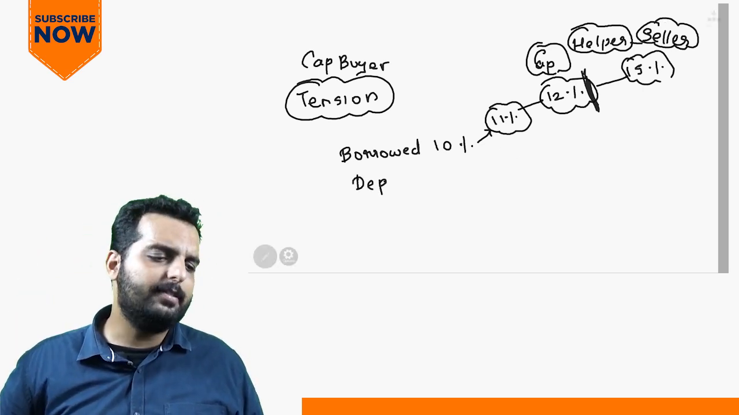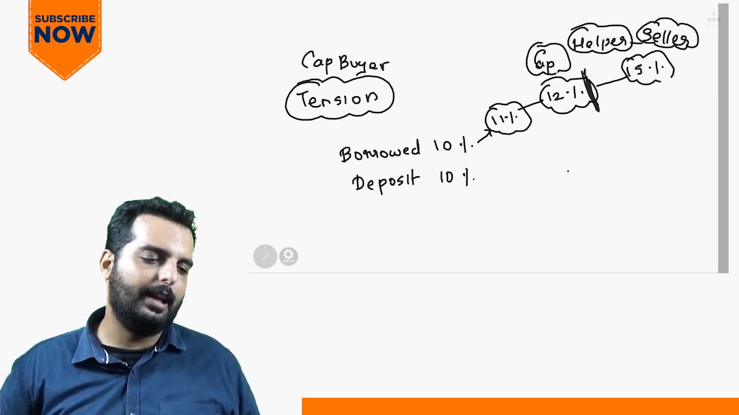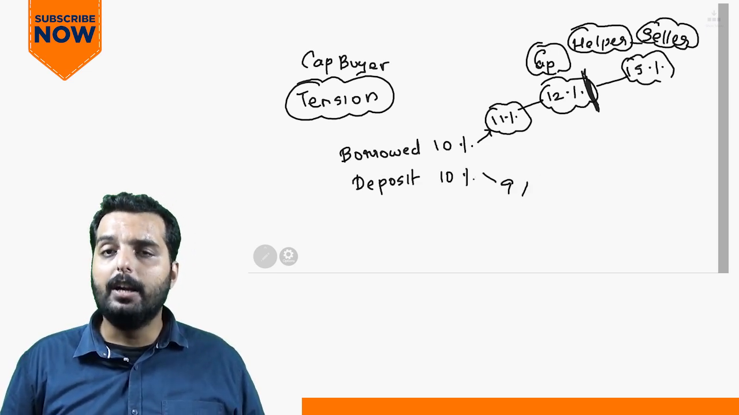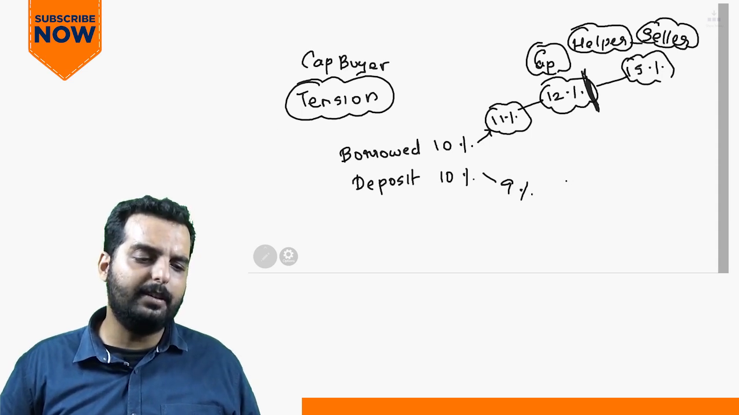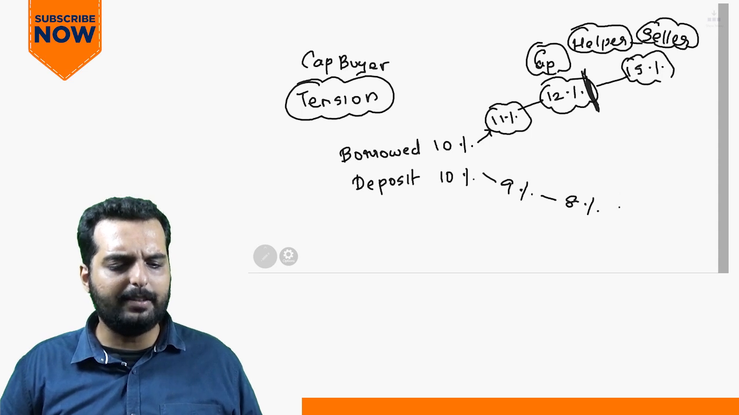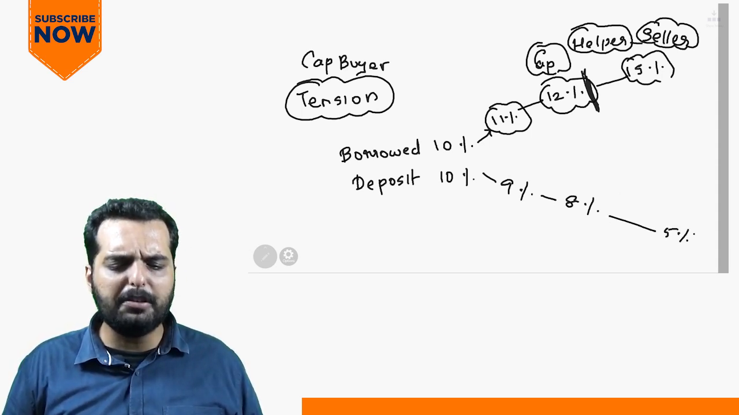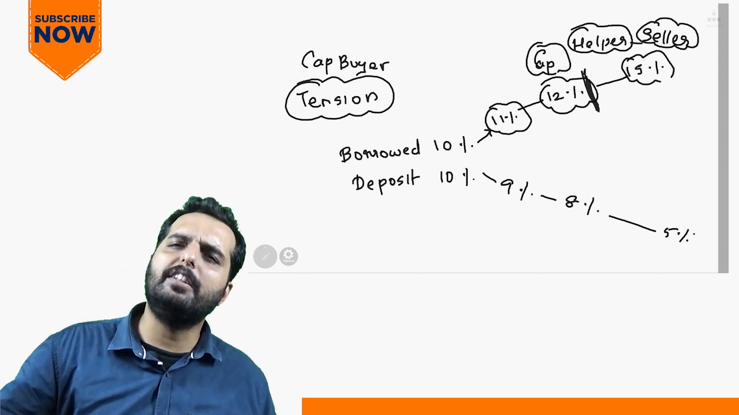Now, example number 2. In this, Mr. Tension has not borrowed. He has actually deposited at 10% at a floating rate. Next day morning, 9%. Happy or sad? Sad. Next day morning, 8%. Happy or sad? Sad. Next day morning, 5%. Very, very sad.